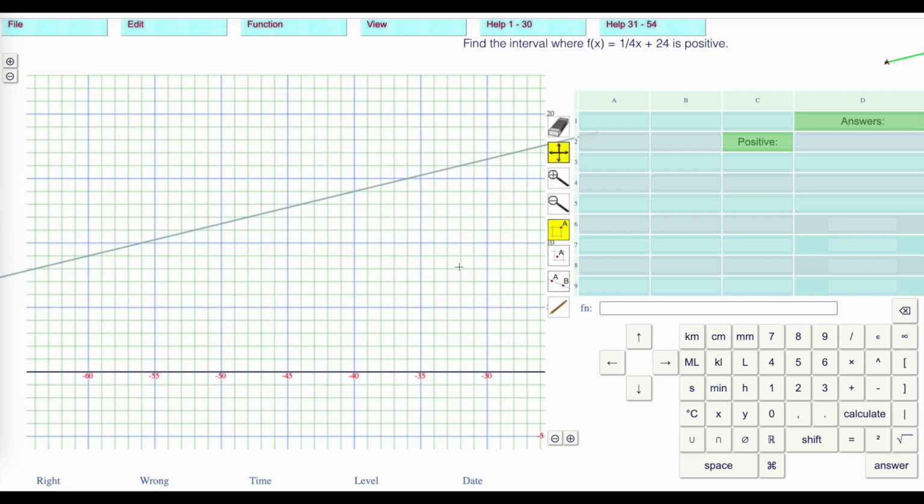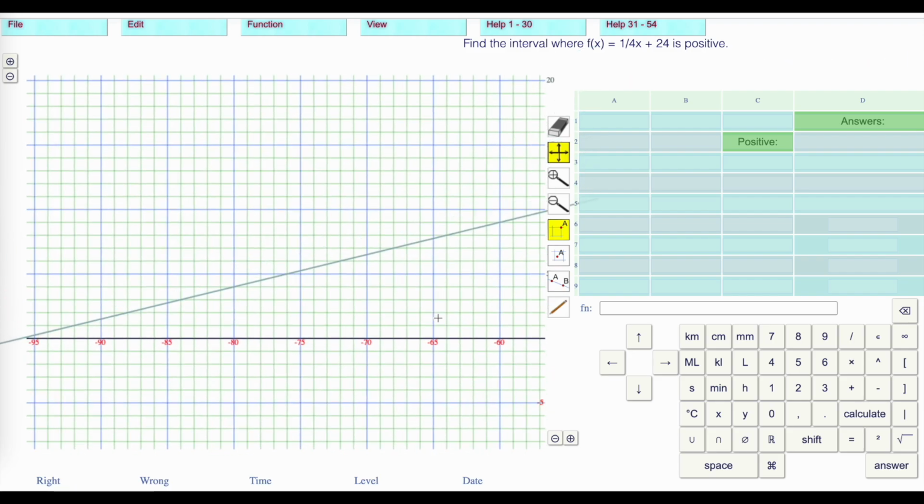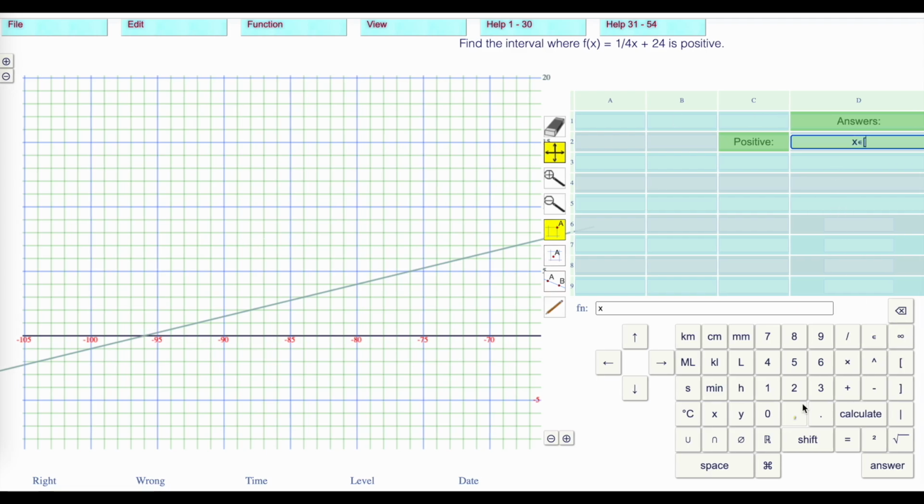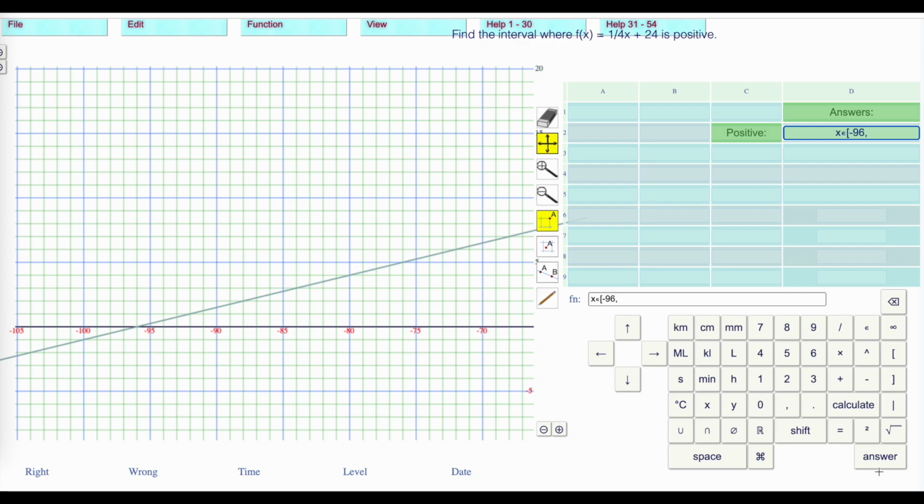If we keep going this way, eventually it's going to be negative. We need to find the 0. We can set the y to 0 and solve it algebraically, which gives us negative 24 is equal to 1/4 x. Multiply both sides by 4, negative 96. It is positive when x is a member of negative 96 to infinity. And remember, infinity gets a rejecto bracket because it's not a number. You can never reach it. Then I'm going to press answer to see if I'm right.